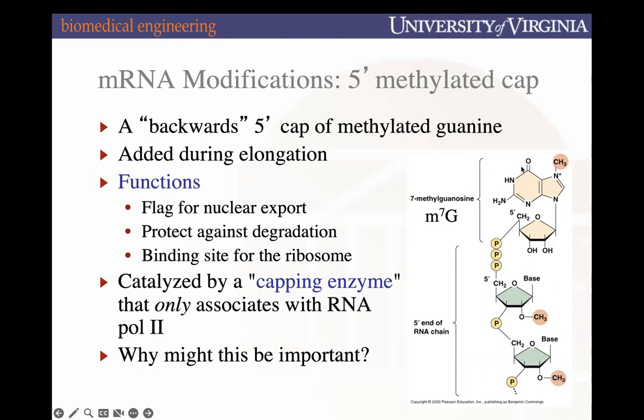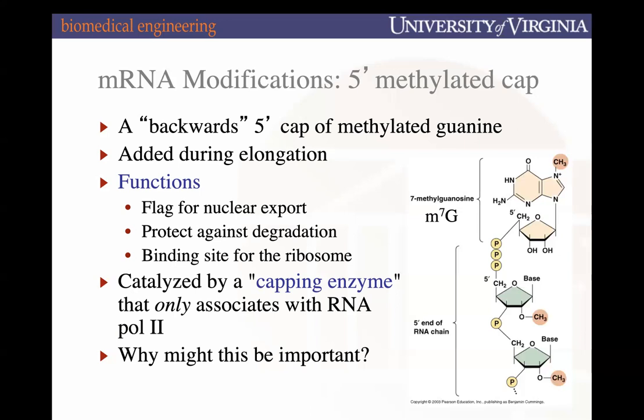The 7 refers to the location for some of these modifications. It's backwards because we usually move in a 5' to 3' direction, and it's added in a 5' to 5' direction. What's really key is that this backwards nature is important for some other proteins that come in and bind. The key function of this 5' methylated cap is that it's a signal for nuclear export. When our mRNA is matured, we want it to move out of the nucleus so that it can be used to make proteins.